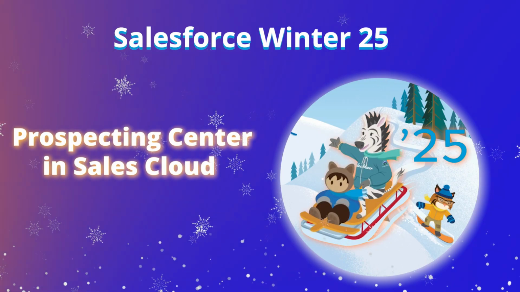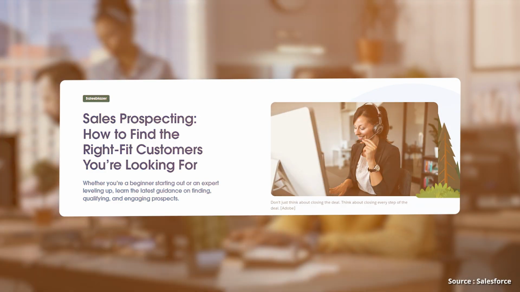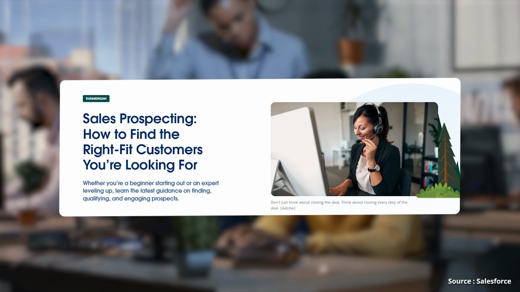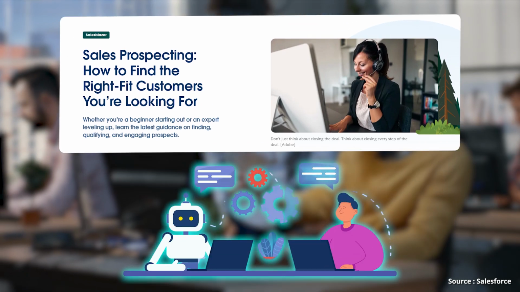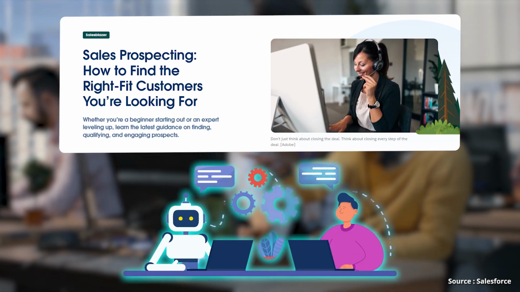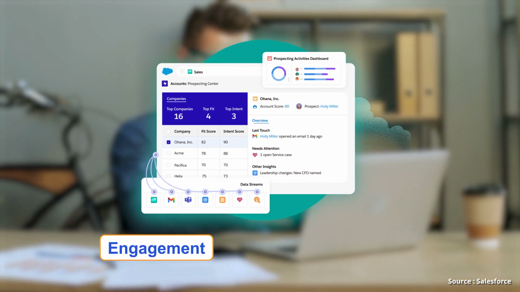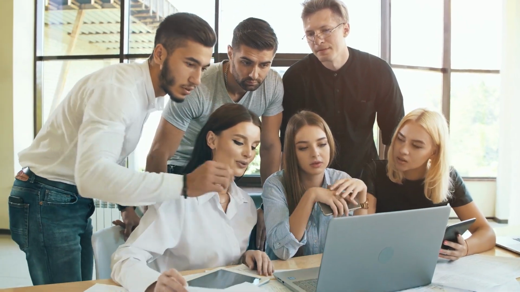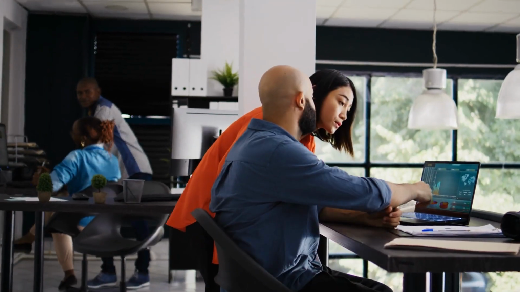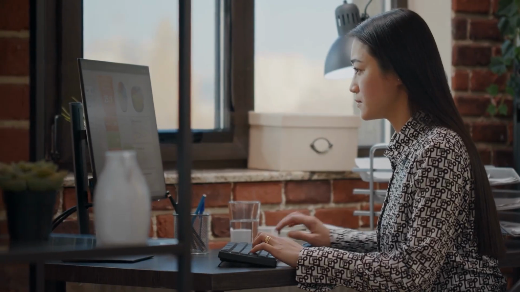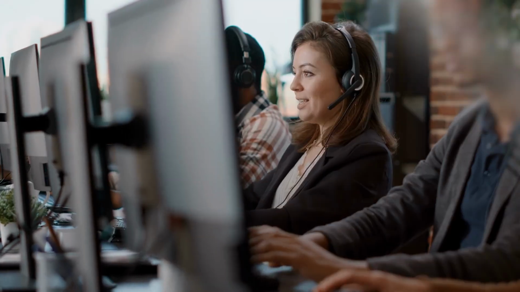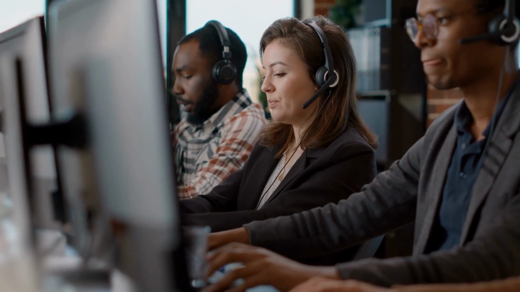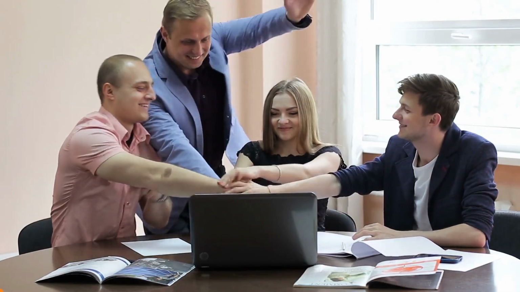9. Prospecting Center in Sales Cloud. The new Prospecting Center in Sales Cloud leverages AI and reliable data to identify top potential customers. By analyzing fit, engagement, and intent scores, sales teams can quickly target the right leads and build a stronger pipeline. This feature, exclusive to users with Prospecting Center enabled, is designed to help close deals more efficiently.